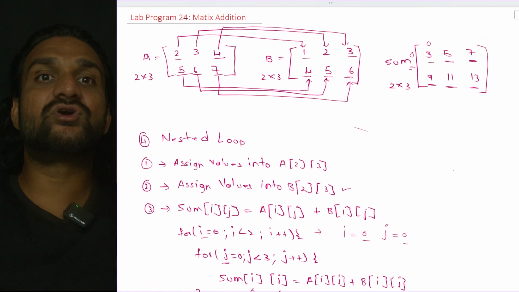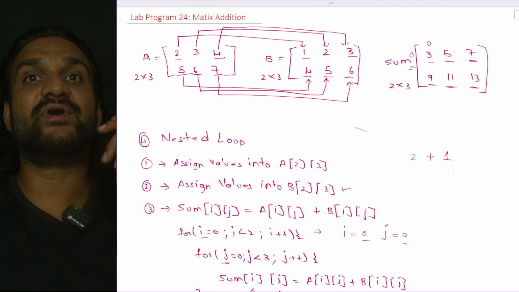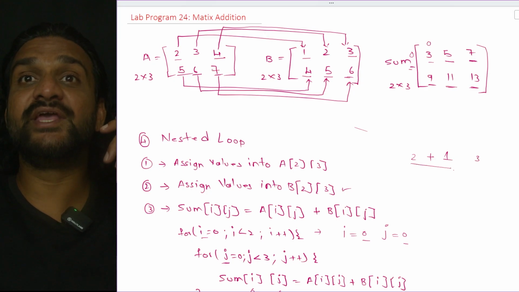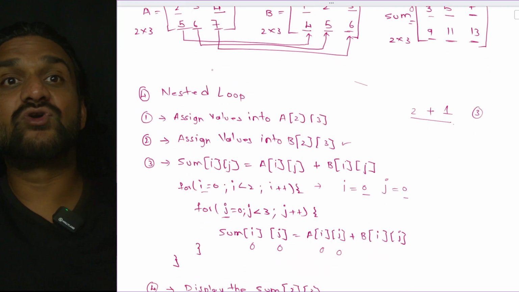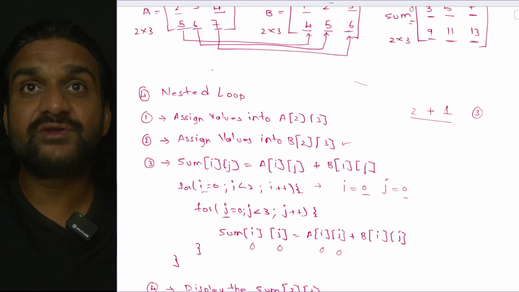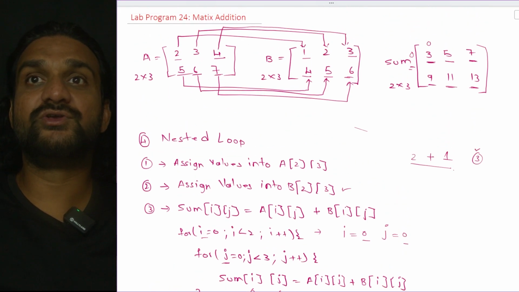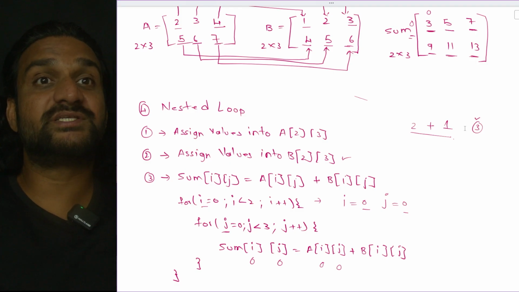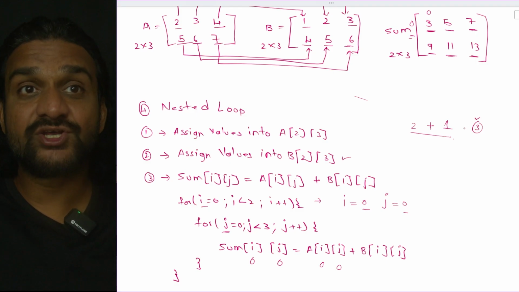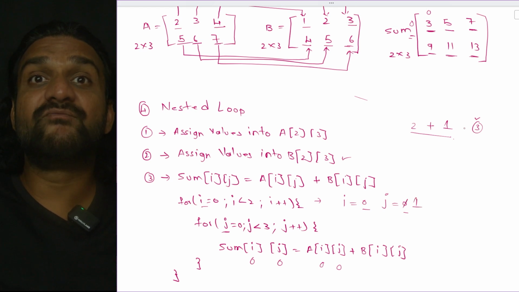Okay, so a of 0 comma 0 is 2, and that value will get added with b of 0 comma 0. So b of 0 comma 0 is 1. So what is the summation? It is 3, and where will it get stored? It will get stored in sum of 0 comma 0. So this is the position where the 3 will get stored. Okay, I think you'll be able to understand this. Now what about the second iteration? In the second iteration of the internal loop, the value of j will become 1.